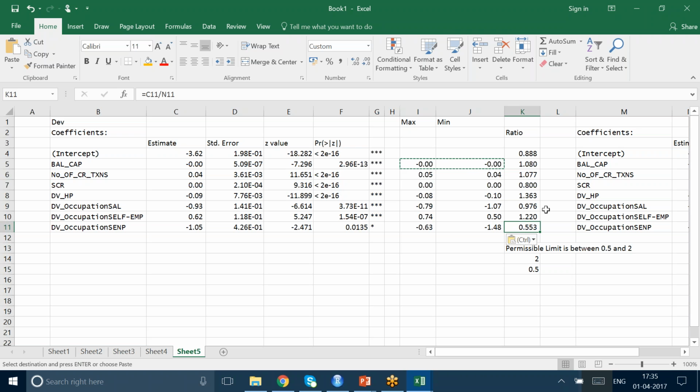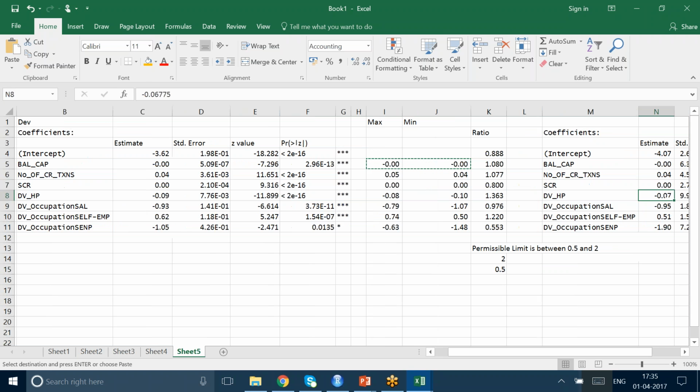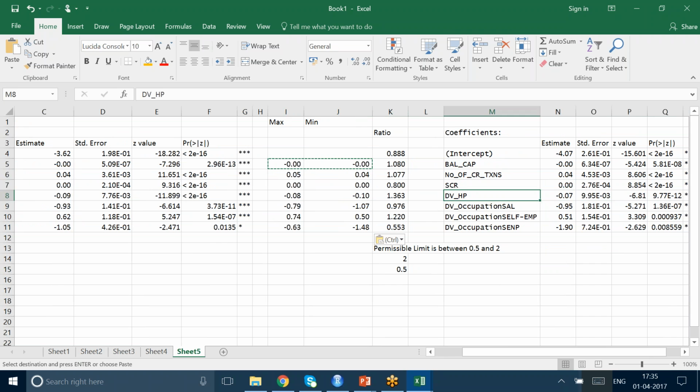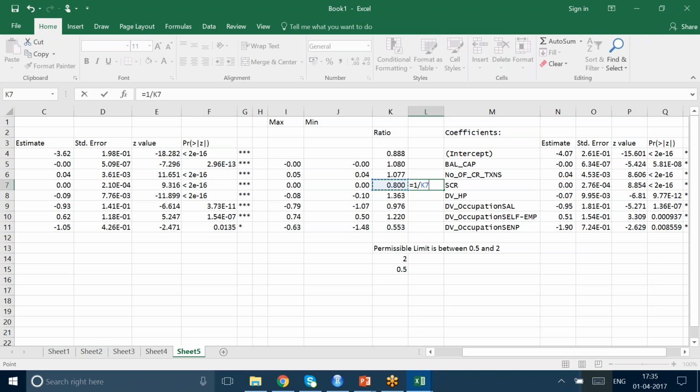For example, DV holding period, it is 1.363. Can it be further improved? Can something be done? Probably something could be done. Okay, I don't know what. This 0.8, can something be done for this variable also?